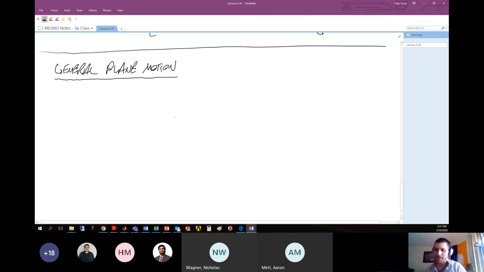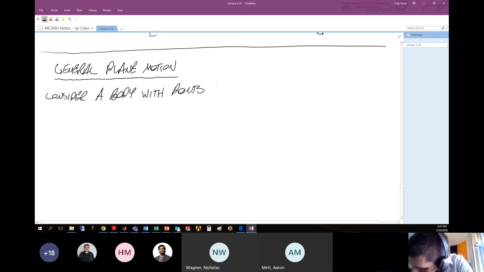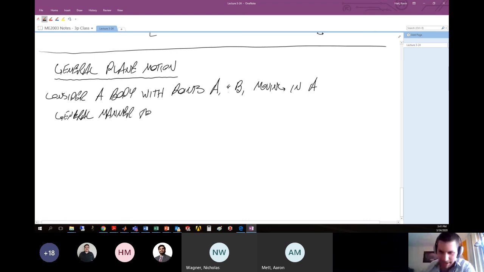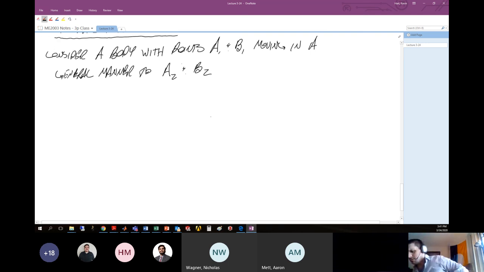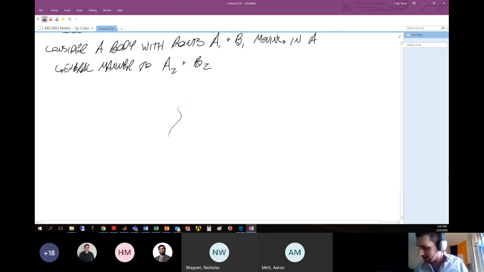Let's motivate this by actually drawing what general plane motion might look like, and then I'll break it down into individual components. So let's consider a body with points A1 and B1 moving in a general manner to A2 and B2. All right, so I'm going to draw another potato here, and we'll talk through it. All right, here's my rigid body. So my potato, it's got points on it A1, and here, B1.